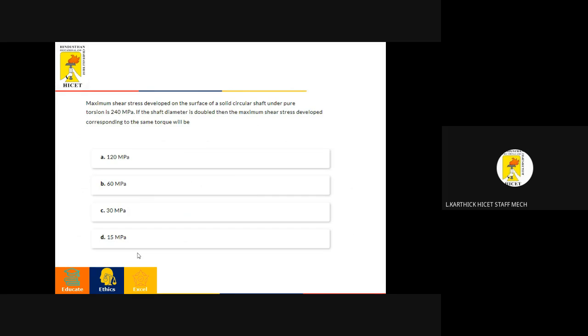And the next one, look at this problem. A maximum shear stress developed on the surface of a solid circular shaft under pure torsion is 240 megapascal. The shaft diameter is doubled. The maximum shear stress developed corresponding to the same torque will be. So what data is given here, and what is the value of torsion given, and shaft diameter. If the shaft diameter is doubled, the maximum shear stress developed corresponding to the same torque will be.